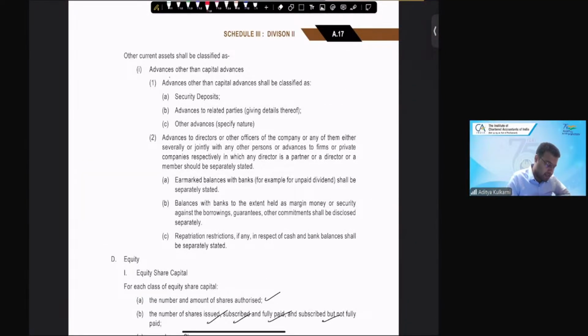Other current assets, you shall show as advances other than capital advances, classified as security deposits to related parties, other advances, advances to directors or any other officers of the company, or any of them severally or jointly with any other person, or advances to firms or private companies in which the director is a partner or a director or a member, should be separately stated. So whatever intercompany amounts you have, you will show them separately. Earmarked balances with banks to be separately stated, because this is not something which you can utilize. Balances with banks to the extent held as margin money or security against borrowings shall be disclosed separately. Repatriation restrictions to be separately stated if this is not a foreign subsidiary.